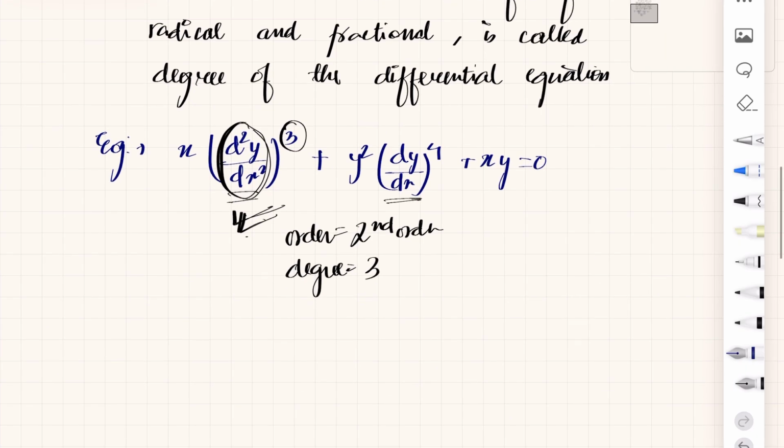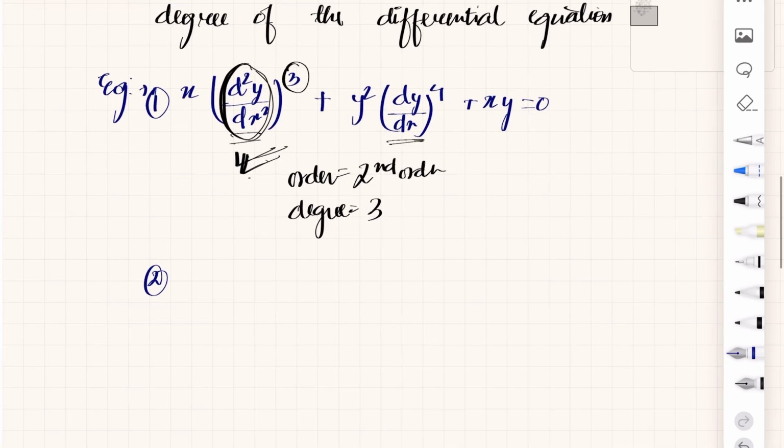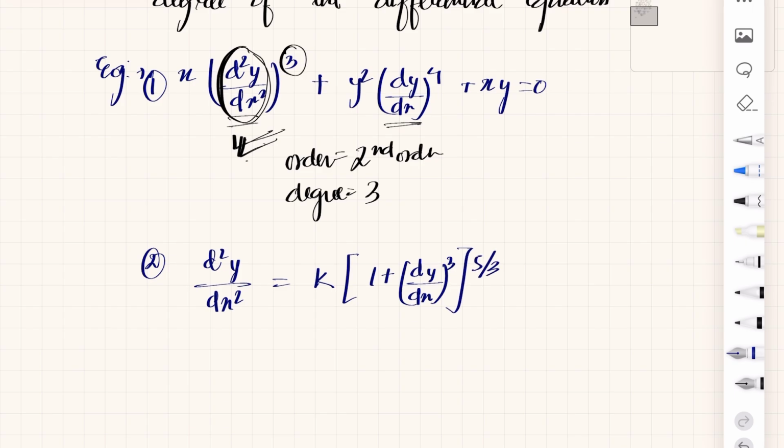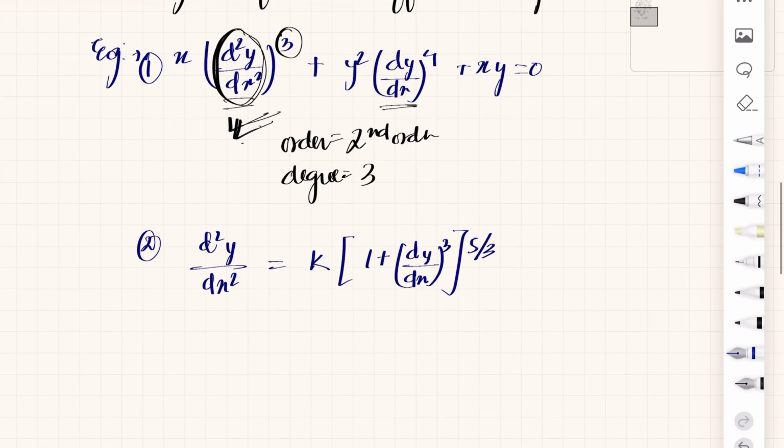Okay, so I'll give you one more example. Let's say d square y by dx square equal to the bracket 1 plus dy by dx to the power 3, whole to the power 5 by 3. Got it? So then tell me what is the order? Tell me what is the order.